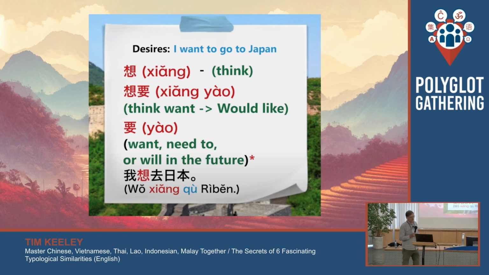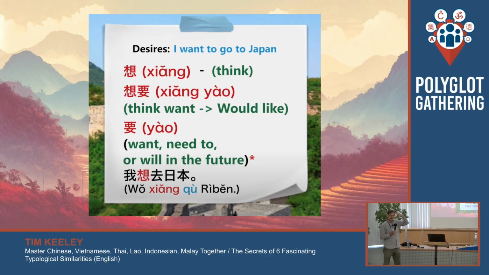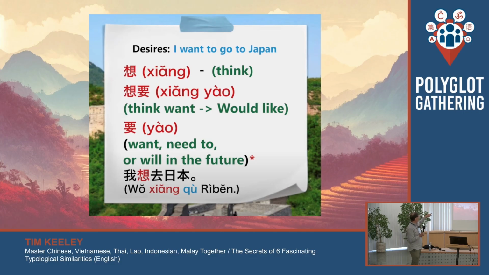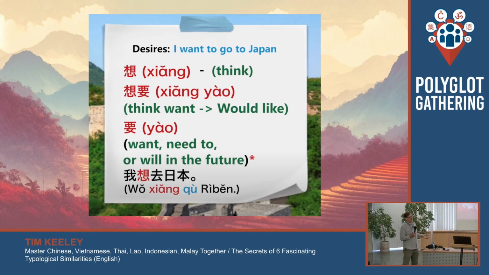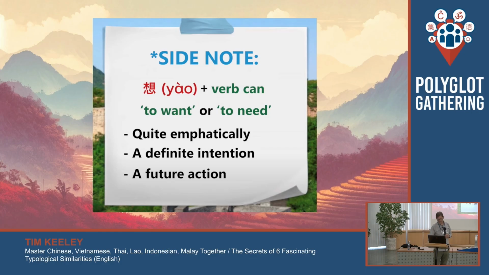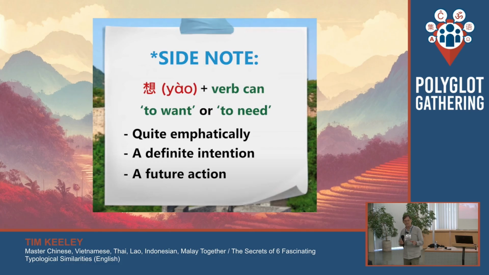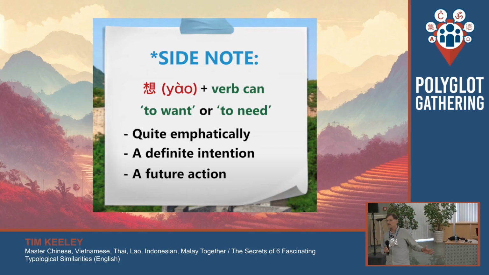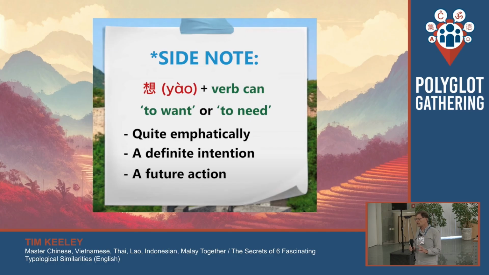And the first one here, using shang, is actually to think, okay? But when you say shang yao, I mean, I think I would like to do something, okay? And then yao can mean I intend to, I need to, a number of meanings, okay? So, 我想去呗. Okay, so as I said here, it's like to want, to need, used quite emphatically, 想要, when you use it together. So it's a definite intention. So you see what is communicated here that's not necessarily communicated in, let's say, European languages? Right? There's a lot behind there.